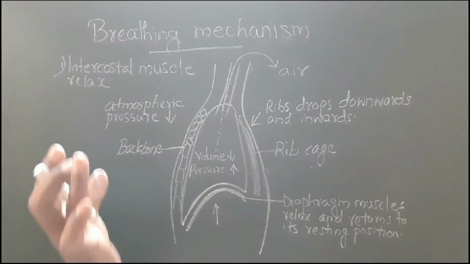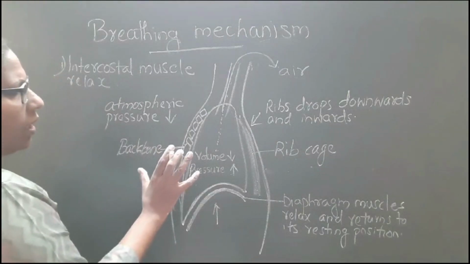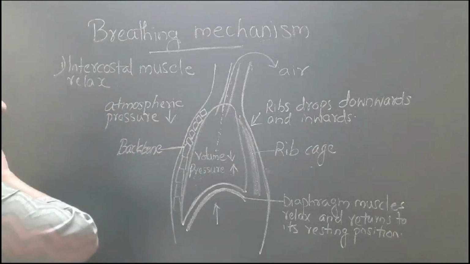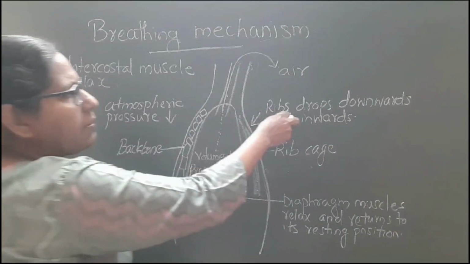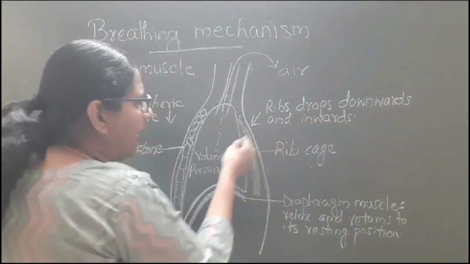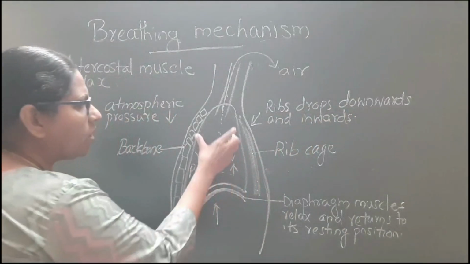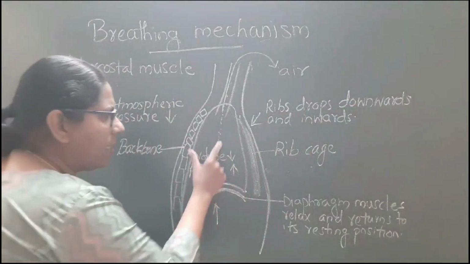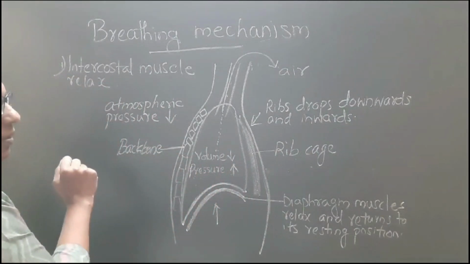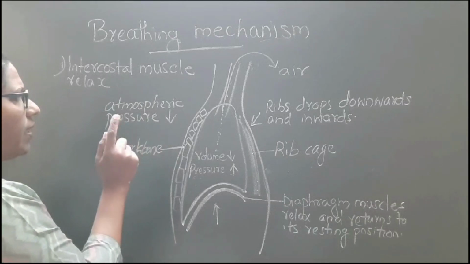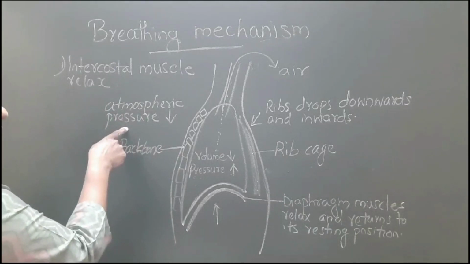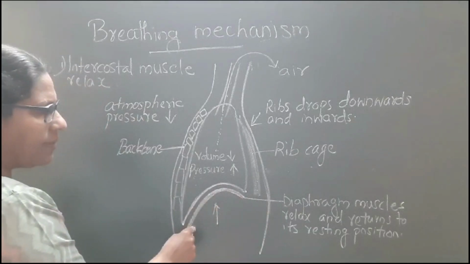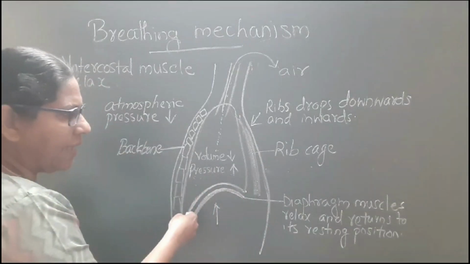Once again, when we breathe out, intercostal muscles relax. Due to that, ribs drop downwards and inwards. So the volume reduces. Air pressure increases in the lungs, whereas atmospheric pressure is less. Diaphragm muscles relax.